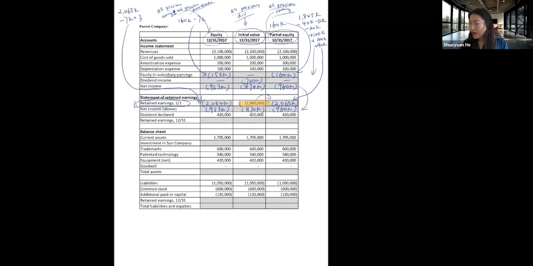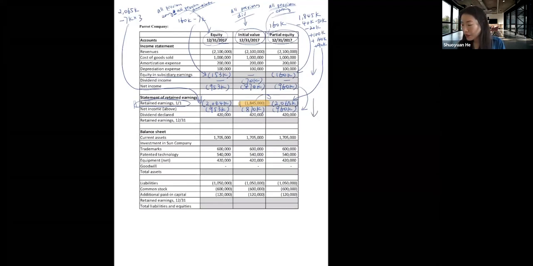2,044,000. And then for the statement of retained earnings, the ending retained earnings number, we just need to sum them all up. So sum up the beginning of the year plus current year net income minus the current year dividend. That will be your end of the year retained earnings. And then we carry over your end of the year retained earnings number to your balance sheet.